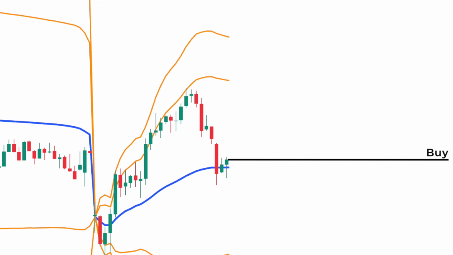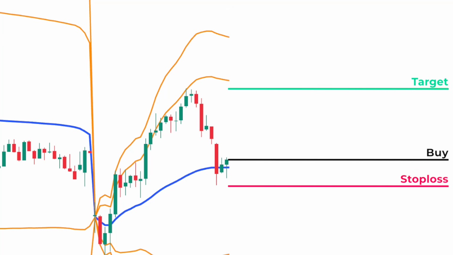So we enter a buy trade on this candle and we keep our stop loss below the recent swing low. We target a 2:1 risk-reward ratio for this. After our entry, the price moved up, but soon enough, it reversed back downwards. During this time, we need to be patient and trust our trading strategy.